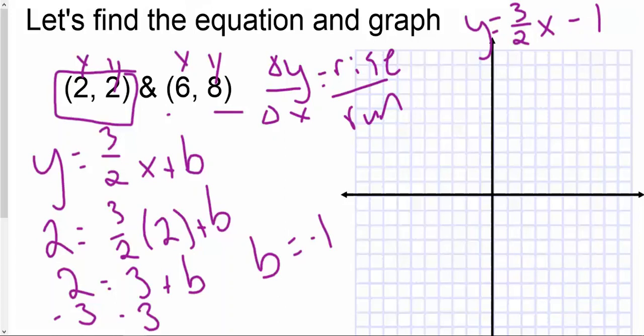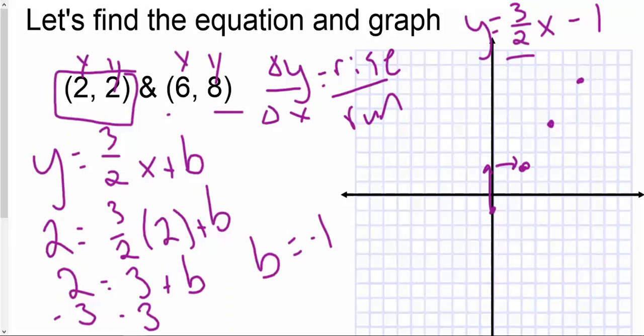This means we're going to start with a y-intercept of -1, so I'm going to go down 1 on my y-axis. Now I'm going to use my slope of 3 halves. Remember, that's rise over run, so I'm going to go up 3 units and then to the right 2 units. If I want to, I can continue doing that, going up 3 and right 2. Or here's another thing I can do: I can start here and go down 3. That's a little bit more than 3.